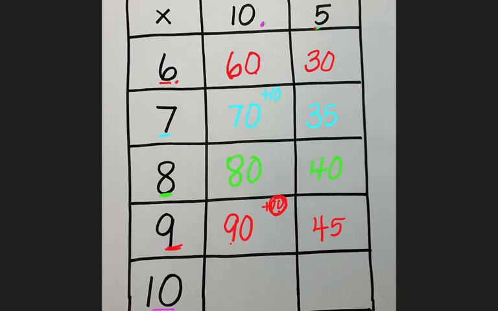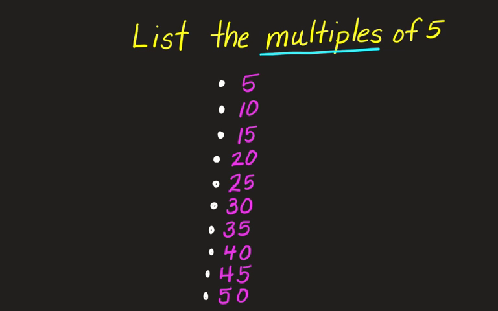10 times 10 is 100. 10 times 5 is half of 100, which is 50. So we've looked at the relationship between 10 and 5. One strategy that you can use for figuring out multiplying by 5 is to take the other factor, multiply it by 10, and then take half, because 5 is half of 10.